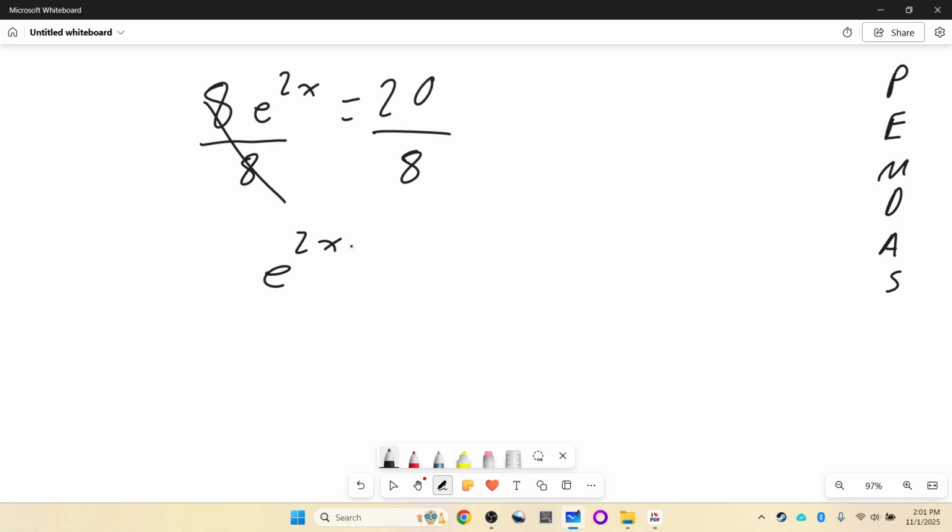e to the 2x equals 20 over 8, which reduces down to 5 over 2. Now we need to undo that e. Now e is an exponent, e to the power is an exponent, so that's the layer we do it at. The 2x is in a sort of invisible set of parentheses, so that goes last. So I'll put natural log on both sides. So we get 2x equals natural log of 5/2.